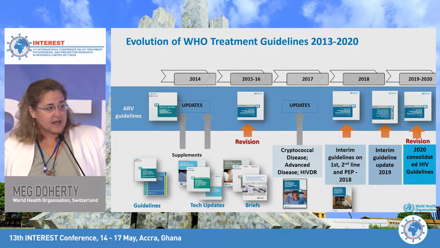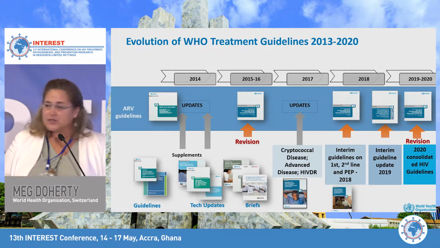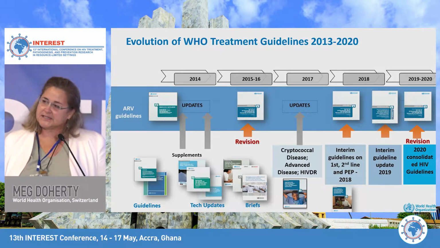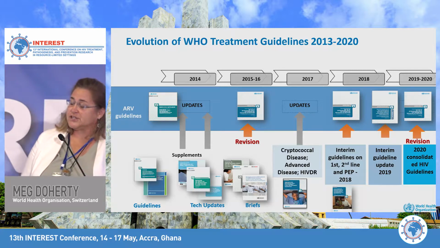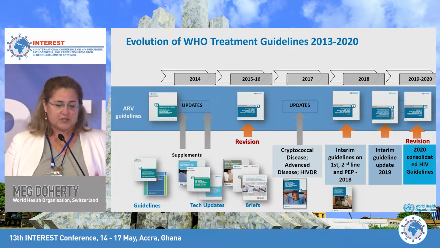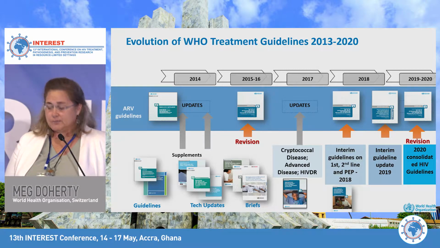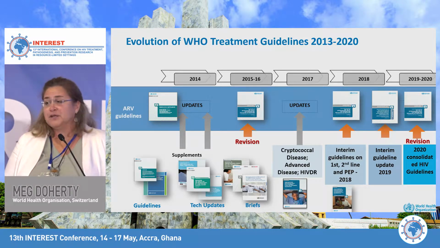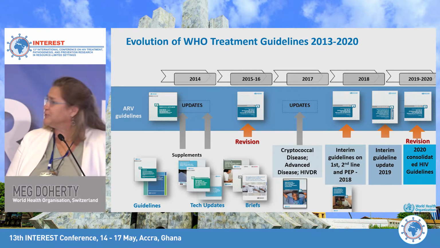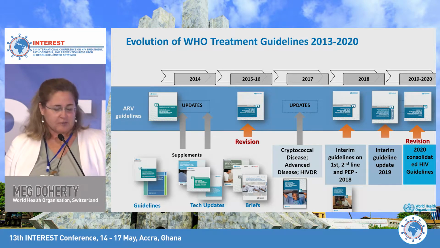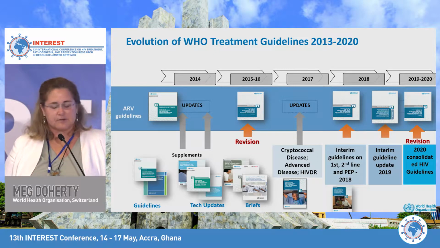We updated it again in 2016. In between times, we've had some updates. Last year, we had a very small update, which was an interim guideline really around what to use in first line, second line, and in PEP. And we're actually meeting in about 3 weeks' time to update that interim guideline again, to really talk about what's happening with dolutegravir.